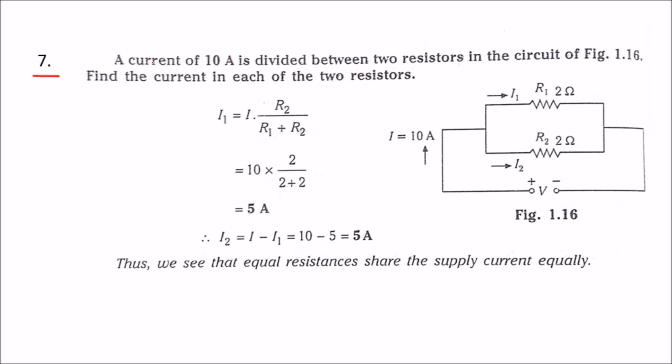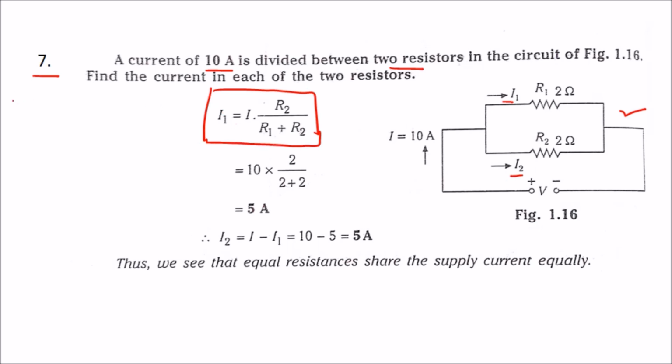Problem number 7. A current of 10 amps is divided between two resistors in the circuit shown in figure 1.16. Find the current in each of the two resistors. So here we need to find I1 and I2. As this is a parallel resistance, the current in each resistor will be different. Only the voltage across them will be the same. To find I1, this is the formula. So how did we get this formula?